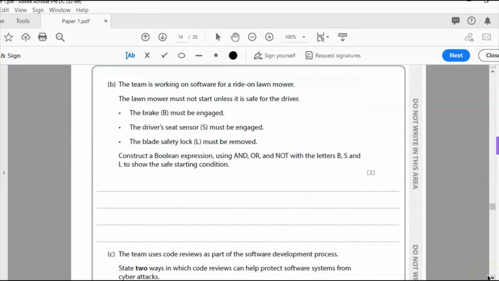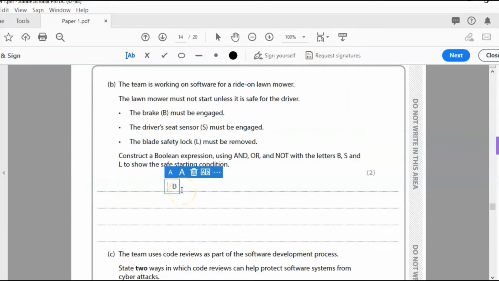B, the team is working on software for a ride-on lawnmower. The lawnmower must not start unless it's safe for the driver. Brake B must be engaged, the driver's seat S sensor must be engaged, and the safety lock L must be removed. Construct a Boolean expression use and or not with the letters B, S and L to show the safe starting conditions. So we start with B, and that needs to be a capital B. So just going to place that there.